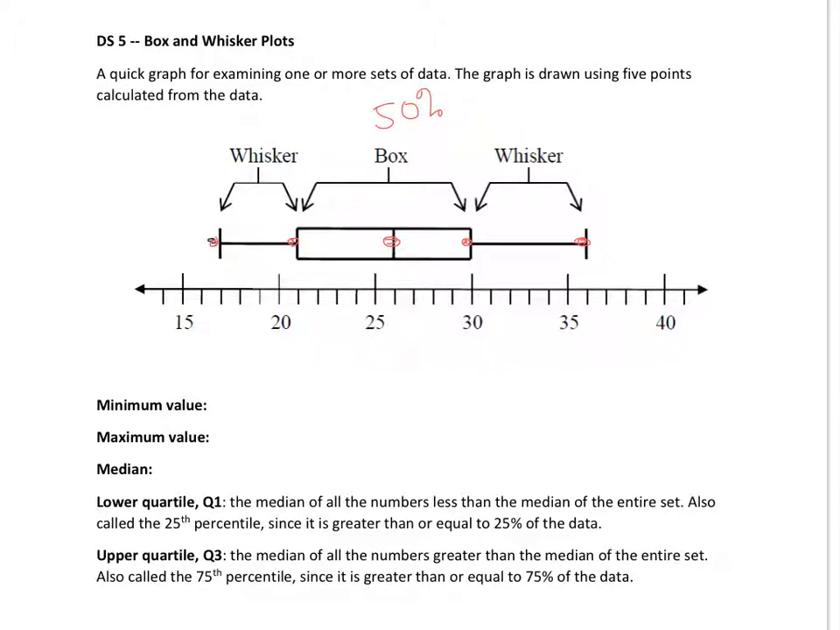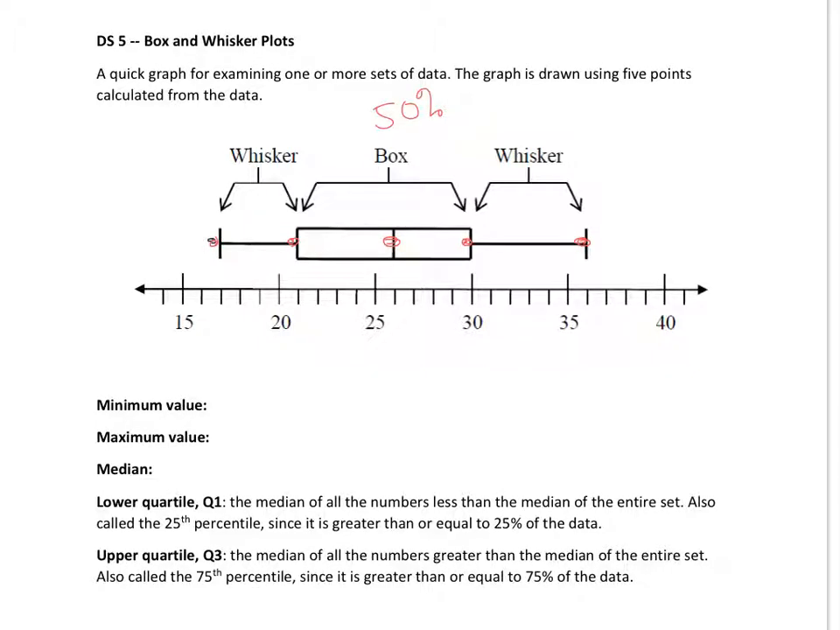So a long whisker would show that the extreme, the highest value, for instance, if a whisker was really long on the right side, it would show that the highest value is way higher than the middle 50% of the data. So those 5 points we can describe below here.